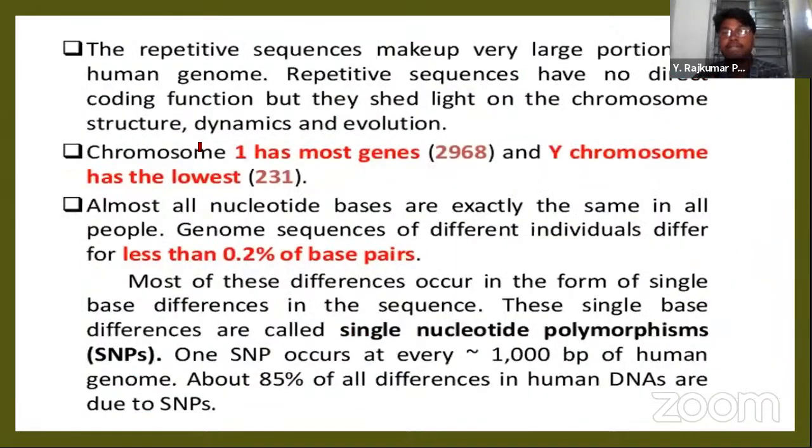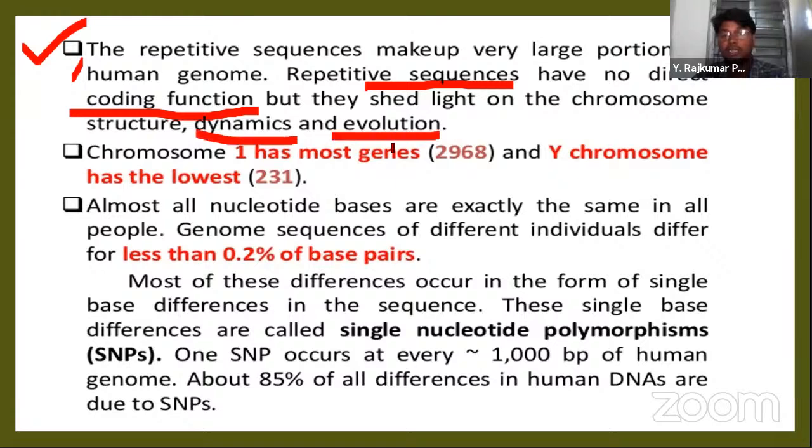The repetitive sequences make up a very large portion of the human genome. Repetitive sequences have no direct coding function, but they shed light on chromosome structure, dynamics, and evolution. So they are also useful. Repetitive sequences are also useful to know about, to do research on the evolution process.